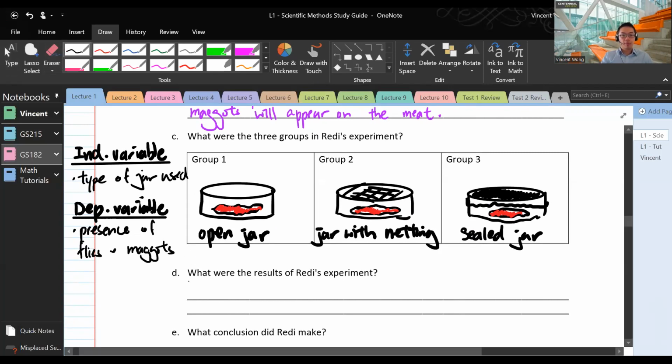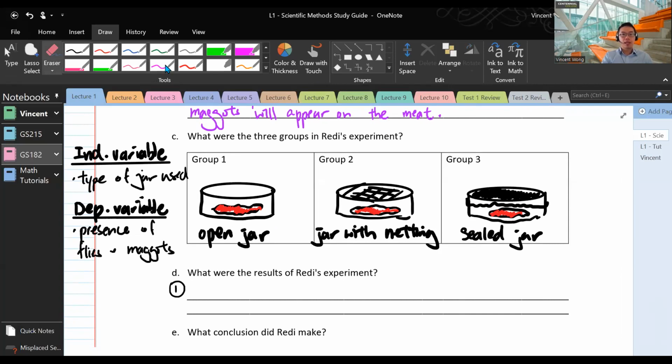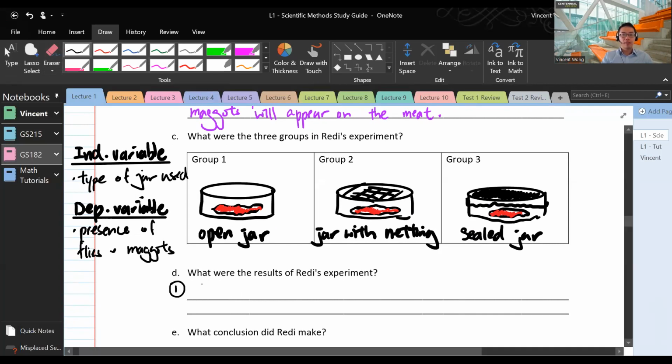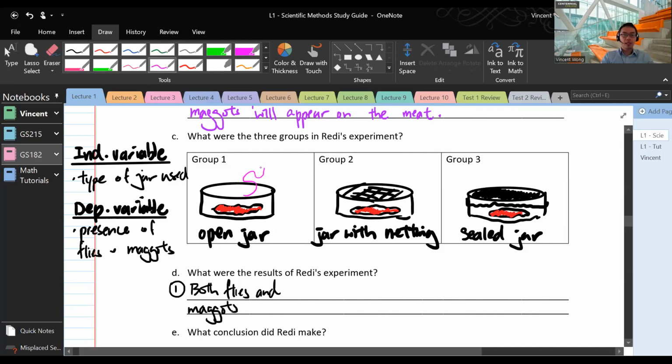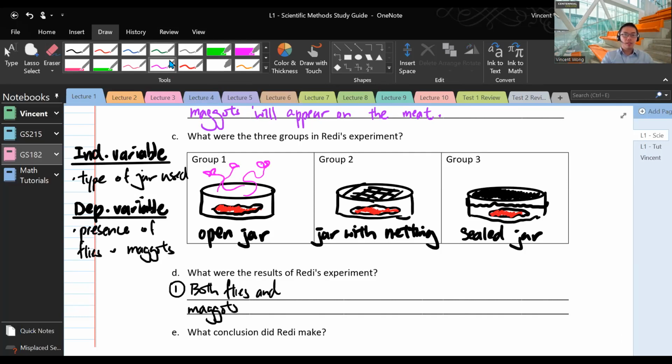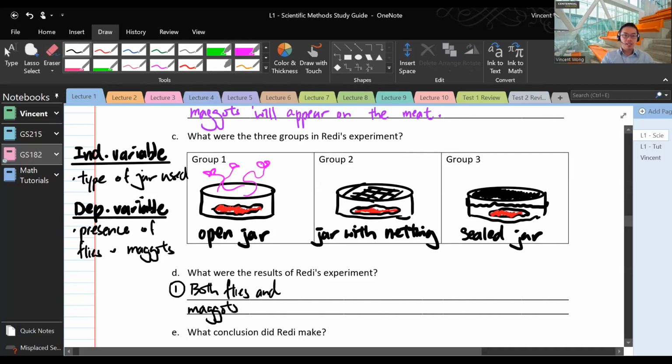Well, group number 1. Any maggots and flies in group number 1? Well, as you expect, there will be both flies and maggots. So you're gonna have flies all over the place, and then you have these disgusting maggots growing on them.